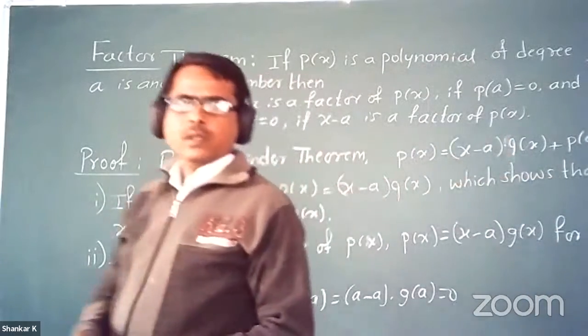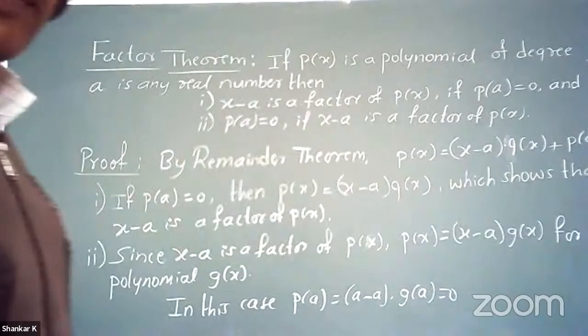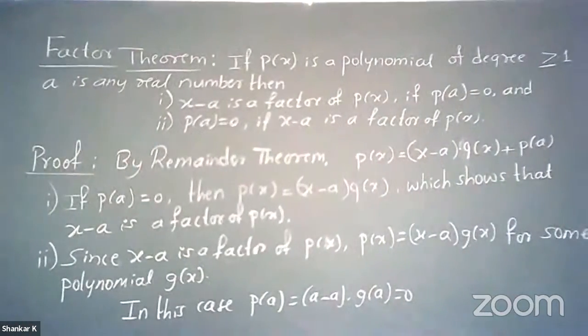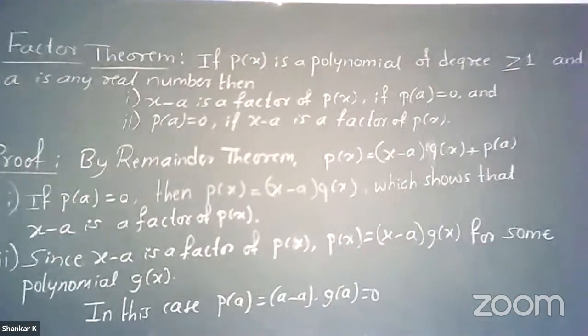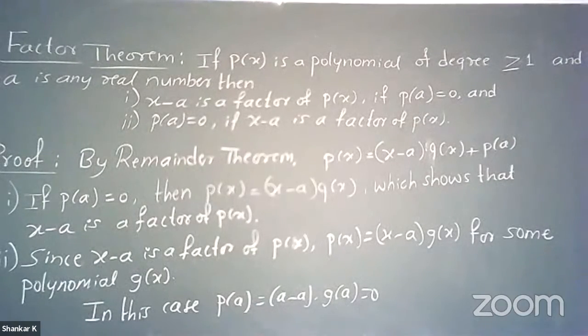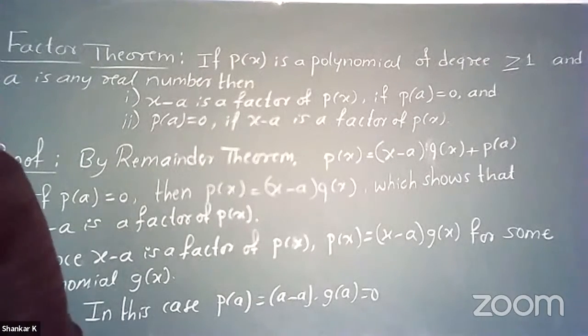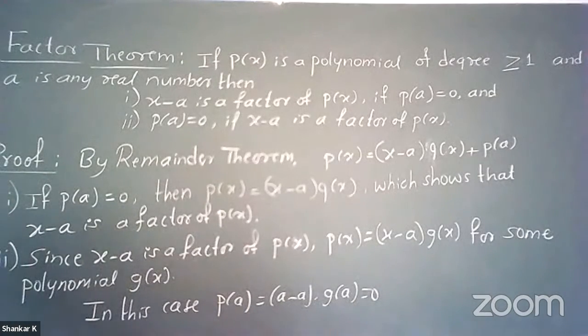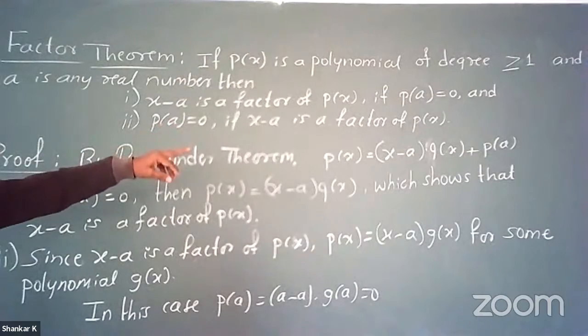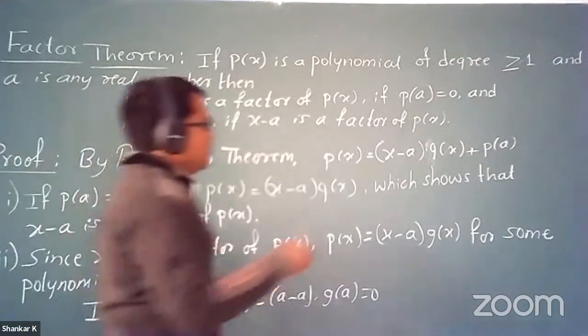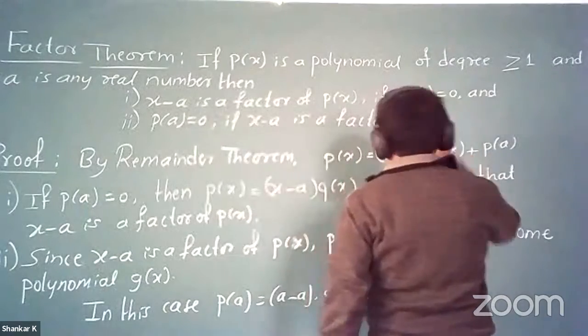In the last period, we discussed the factor theorem. I'll repeat that. What is the factor theorem? If P of x is a polynomial of degree greater than or equal to 1 and a is any real number, then x minus a is a factor of P of x if P of a is 0. And P of a is equal to 0 if x minus a is a factor of P of x. This statement we have also studied in the last period.